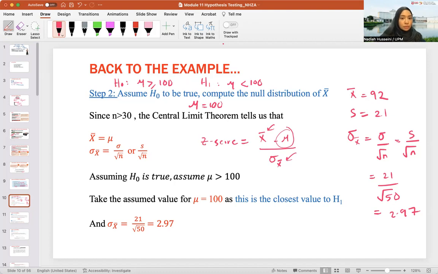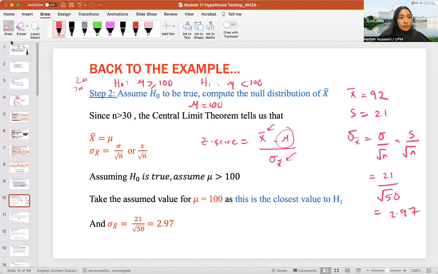So why do we choose mu to be 100? Because if it is 100, how do I say this? It is the closest value to H1 in the sense that H0 can be any value greater than 100. It can be 200, it can be 300, but the closest value to H1 is actually 100, even though it's not exactly H1, but that is the closest value. So in the textbook, they always choose the value that is closest to H1, even though that value is not part of H1, if that makes sense.